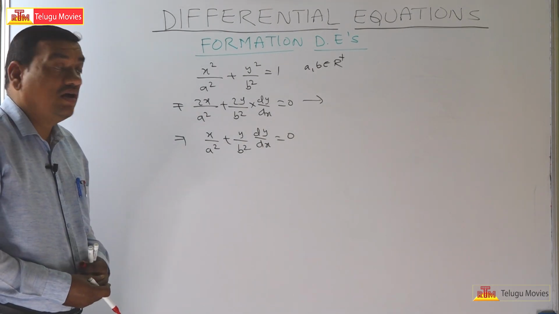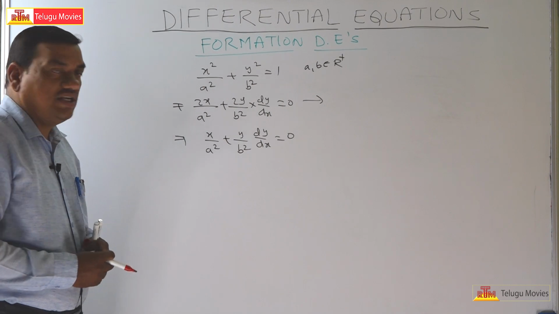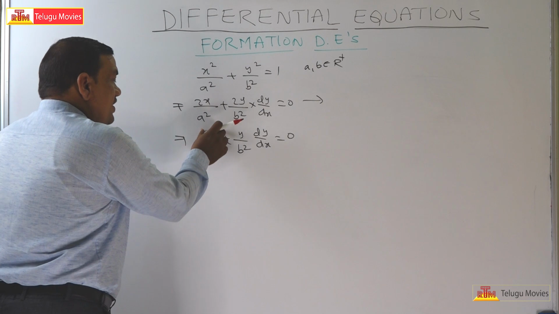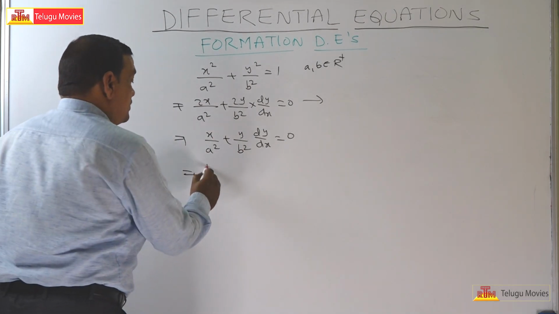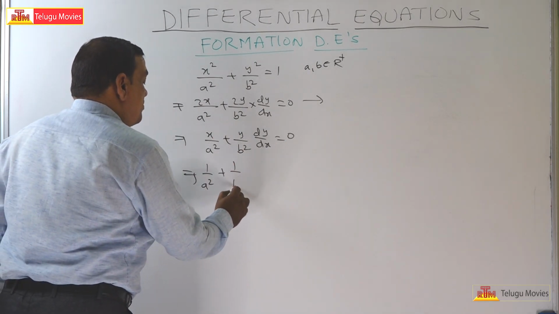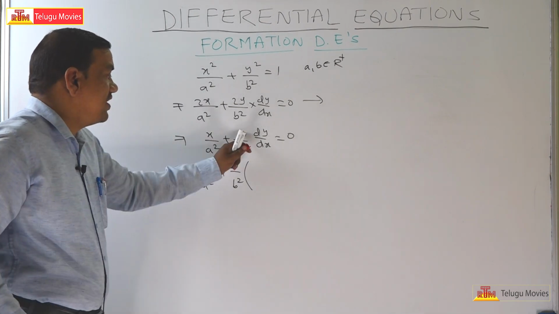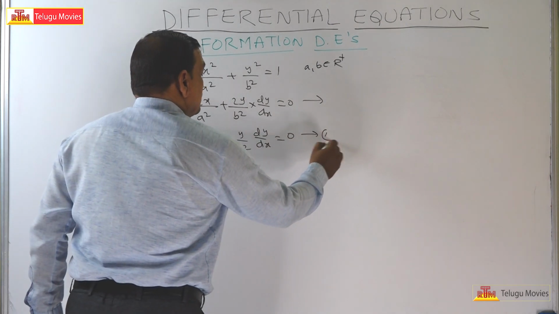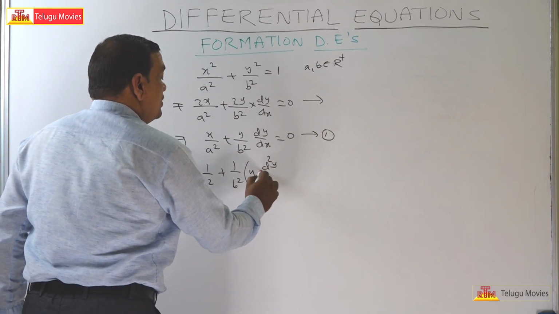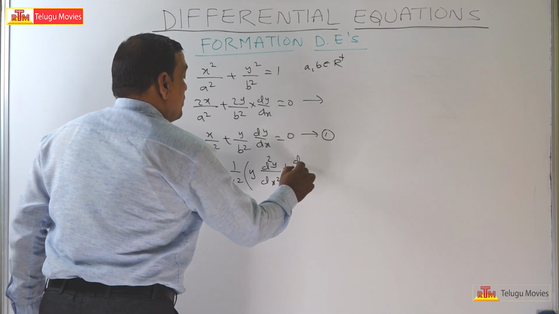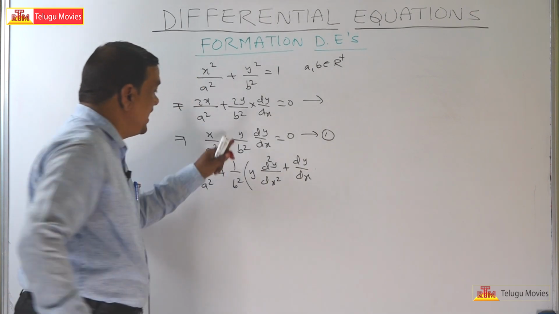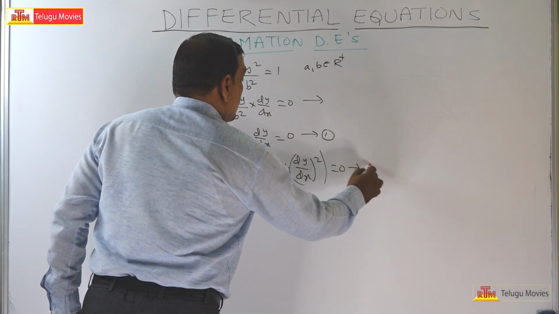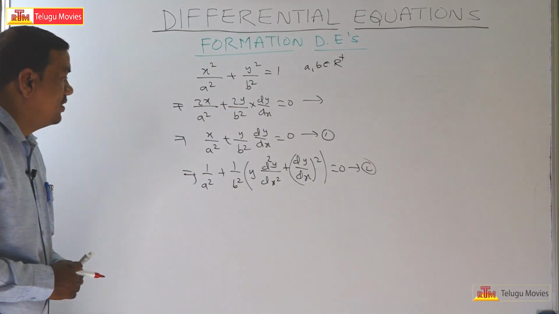Again, we will differentiate this equation with respect to x on both sides. Let us see the derivative of x by a square. This is 1 by a square plus 1 by b square, you put it outside, into y into dy by dx, using the u into v formula. You call this the first equation. This is y into d square y by dx square plus dy by dx into again dy by dx, that is, dy by dx whole square. So, you call this equation number 2.